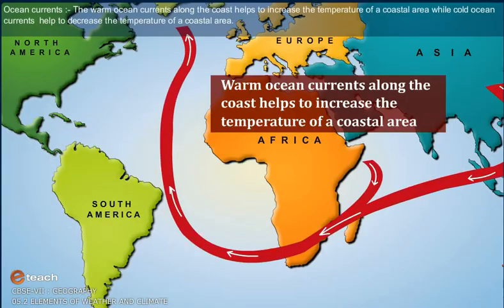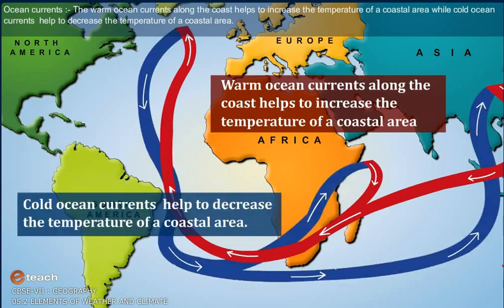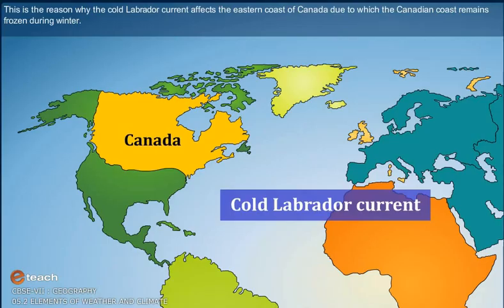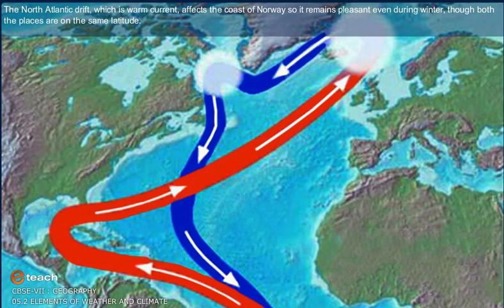Ocean currents. The warm ocean currents along the coast help to increase the temperature of a coastal area, while cold ocean currents help to decrease the temperature of a coastal area. This is the reason why the cold Labrador current affects the eastern coast of Canada, due to which the Canadian coast remains frozen during winter. The North Atlantic Drift, which is a warm current, affects the coast of Norway, so it remains pleasant even during winter, though both the places are on the same latitude.